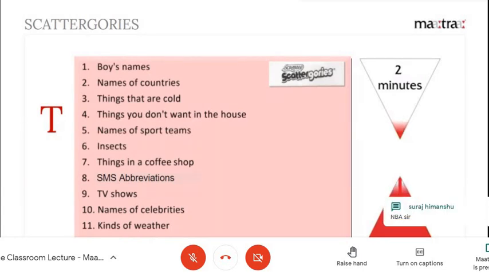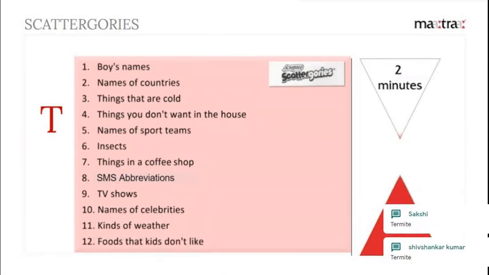Chalo, next one. Insects. Insects with the letter T. मैं एक दे दूं Tidde. Vivek, tsetse fly. I haven't heard anyone use tsetse fly for a long time. Termites, titli. Very good, Naveen. Sakshi says termite first. Very good.